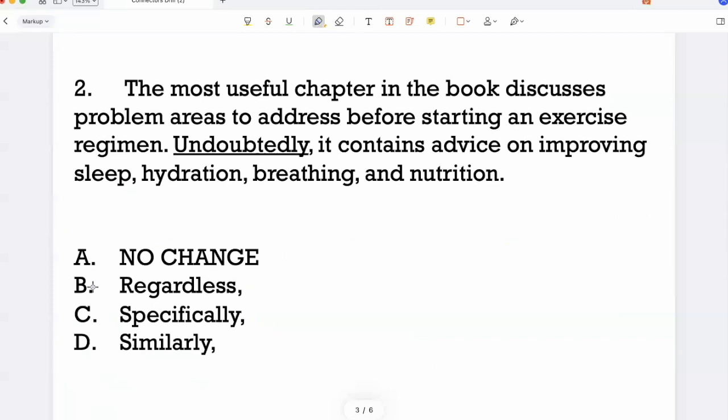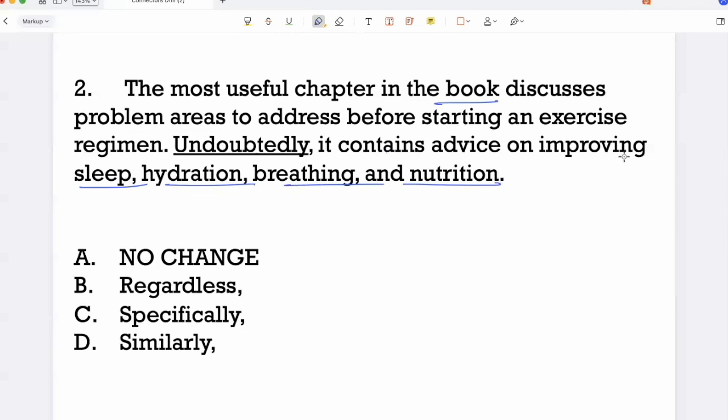Question 2. The most useful chapter in the book discusses problem areas to address before starting an exercise regimen. Undoubtedly, it contains advice on improving sleep, hydration, breathing, and nutrition. Okay, so here I have two sentences that talk about a book, which is probably a book on diet or a book on exercise, because it talks about an exercise regimen. That's the most useful chapter in the book. And then I say it contains advice on improving sleep, hydration, breathing, and nutrition, right?